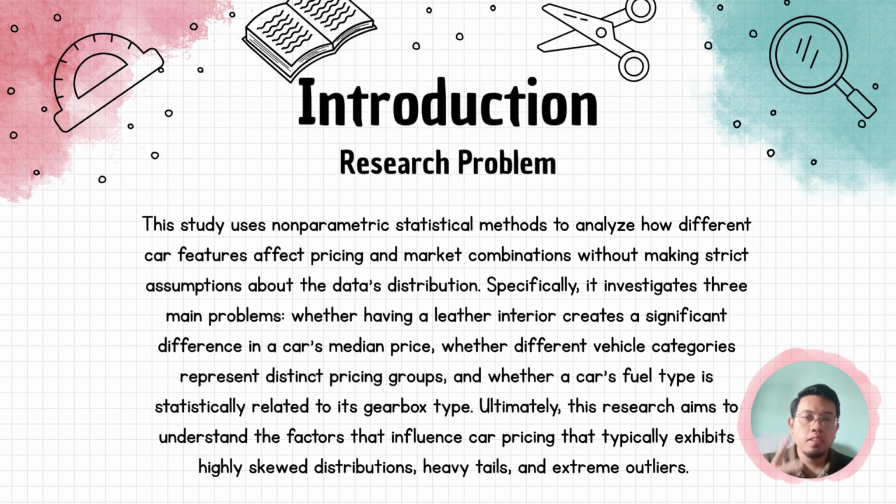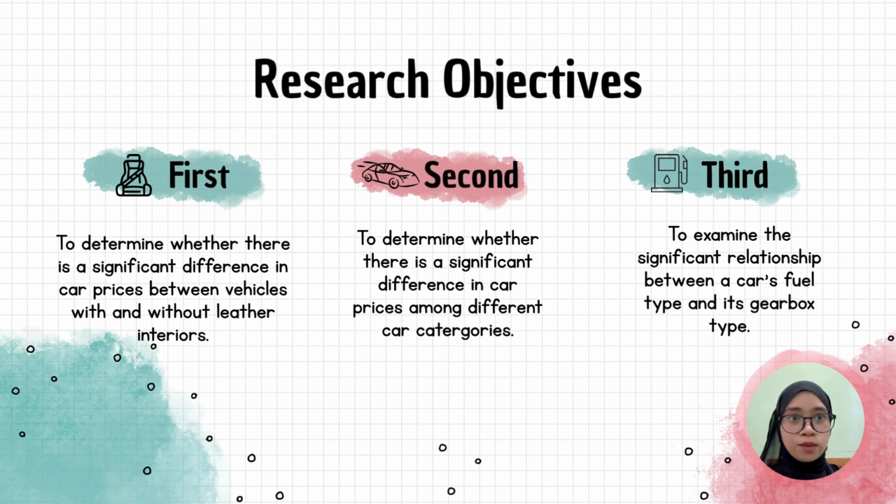Specifically, it investigates three main problems. One, whether having a leather interior creates a significant difference in a car's median price. Second, whether different categories represent distinct pricing groups. And the third one is whether a car's fuel type is statistically related to its gearbox type. Ultimately, this research aims to understand the factors that influence car pricing, which typically exhibits highly skewed distributions, heavy tails, and extreme outliers.